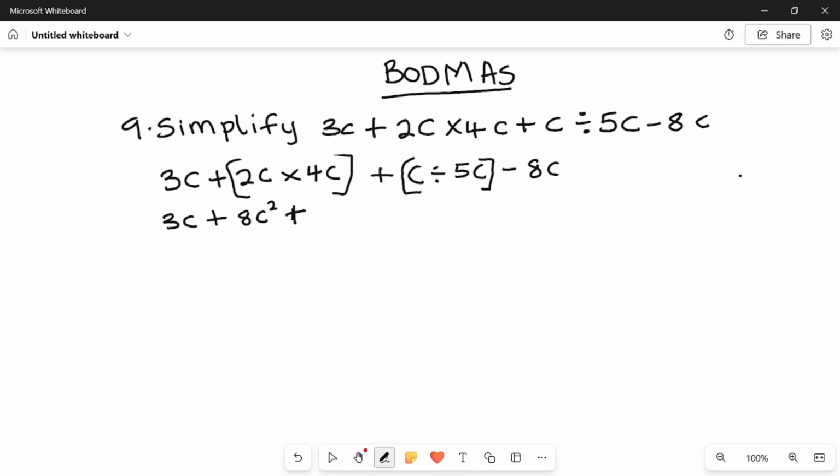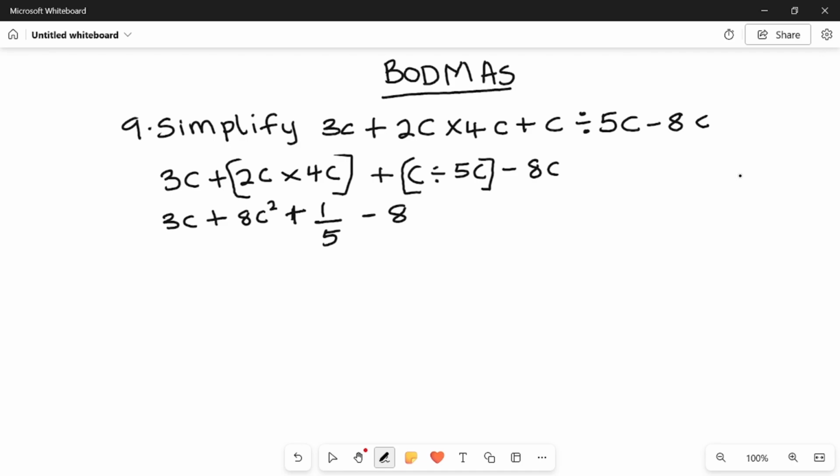c divided by 5c is simply c over 5c, right? So c will cancel out c. We'll be left with 1 over 5. So we have 1 over 5 minus 8c. So now we've simplified it. We've eliminated the multiplication sign and the division sign simultaneously, right?